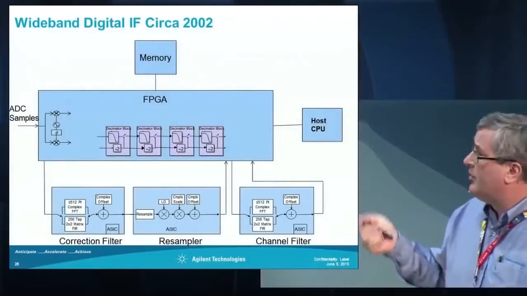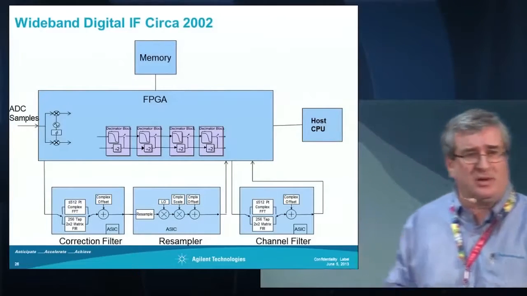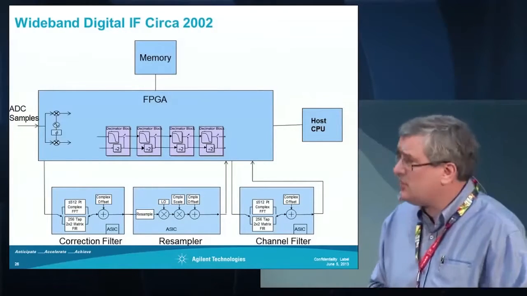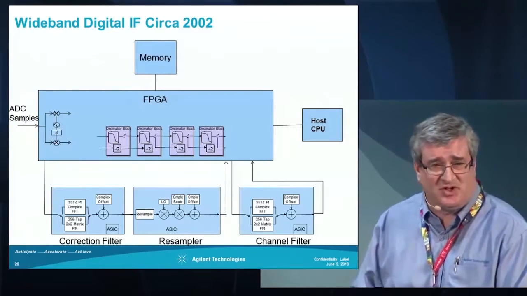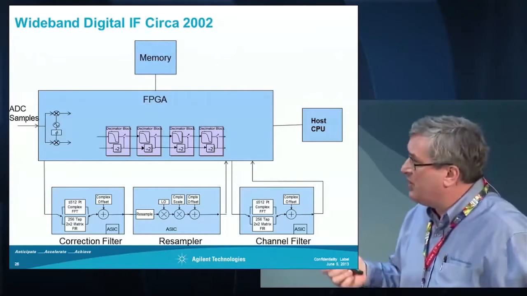So putting that all together, this is what a digital IF started to look like around 2002. This is the optional 122 wideband IF on a PSA. And you're starting to see, wow, there's not a lot of analog showing up, but this is just a couple of FPGAs and some ASICs. Well, that's pretty much what we ended up with.